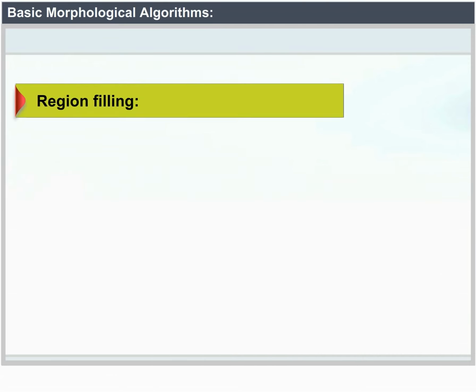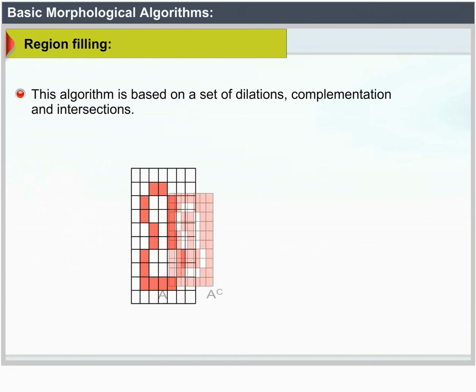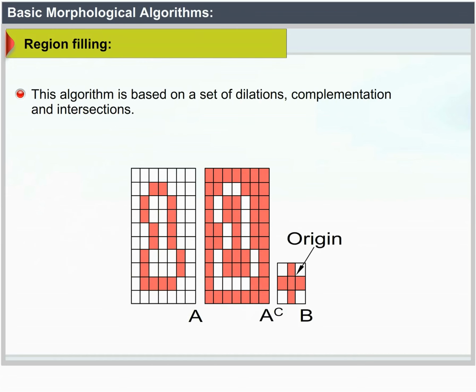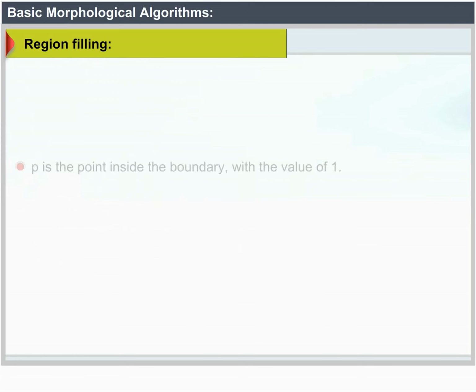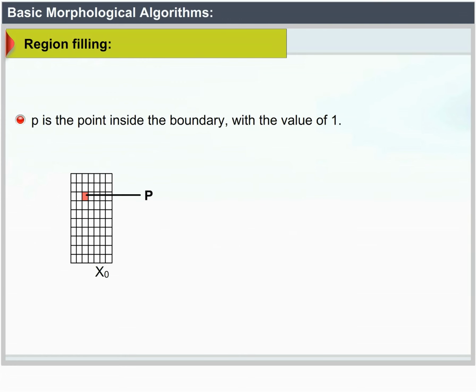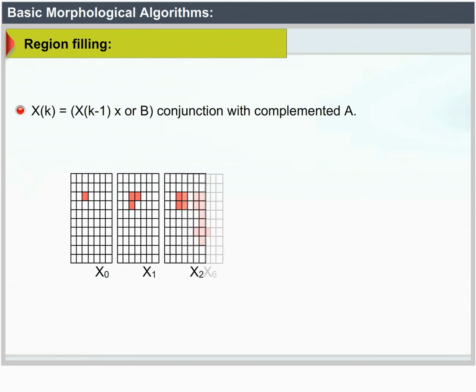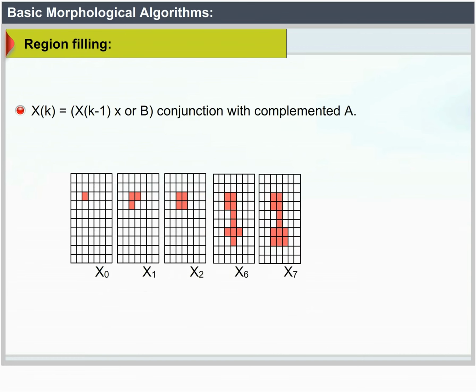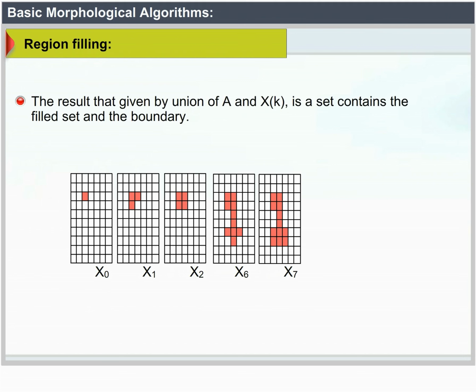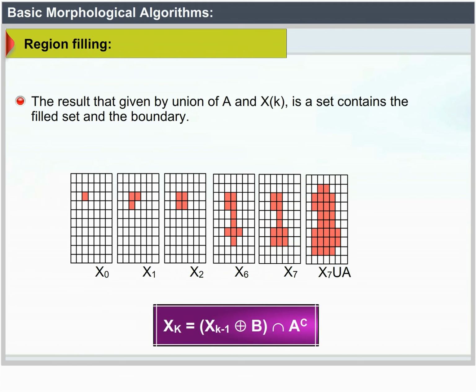Region filling. This algorithm is based on a set of dilations, complementation, and intersections. P is a point inside the boundary with the value of 1. xk equals xk minus 1 dilated by B, in conjunction with the complemented A. The process stops when xk equals xk minus 1. The result given by the union of A and xk is a set that contains the fill set and the boundary.